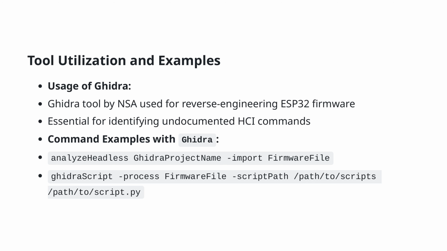To get started, you can use the command analyzeHeadless <ghidra_project_name> -import <firmware_file> to import and analyze the firmware. For more detailed analysis, running scripts tailored for ESP32 can be done with analyzeHeadless <ghidra_project_name> -process <firmware_file> -postScript <path_to_scripts/path-script.py>. These commands are foundational for identifying and addressing potential vulnerabilities, aligning with the broader aim of maintaining robust security postures in IoT environments.